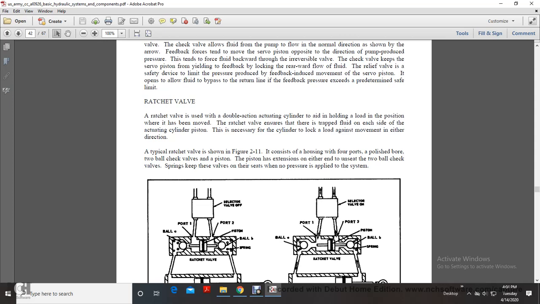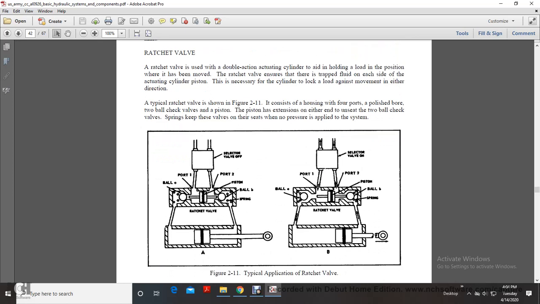The typical ratchet valve shown in Figure 211 consists of a housing with 4 ports, a polished bore, 2 ball check valves, and a piston. The piston has extensions on either end to unseat the 2 ball check valves. The spring keeps the valves on their seats with no pressure applied to the system.